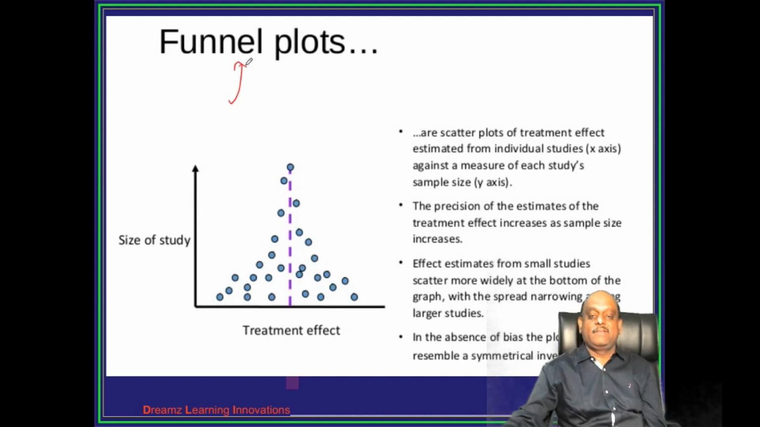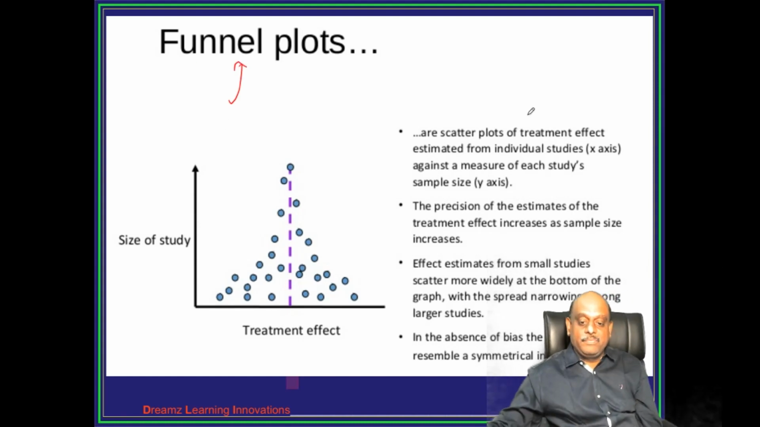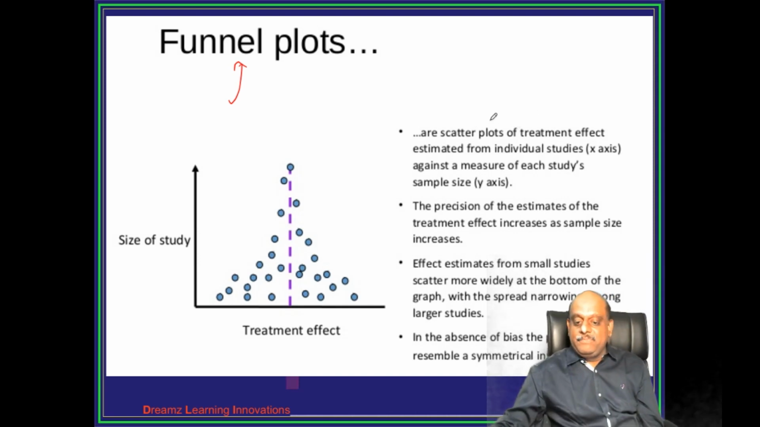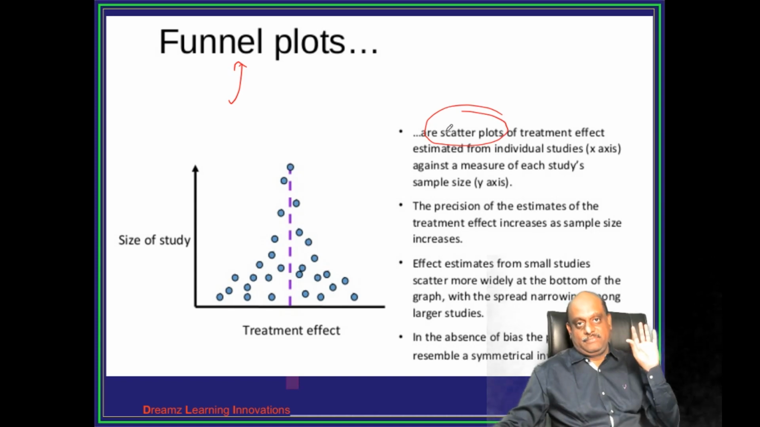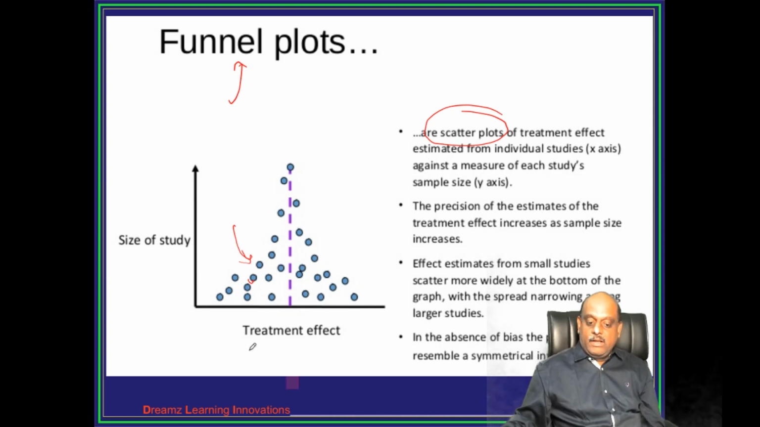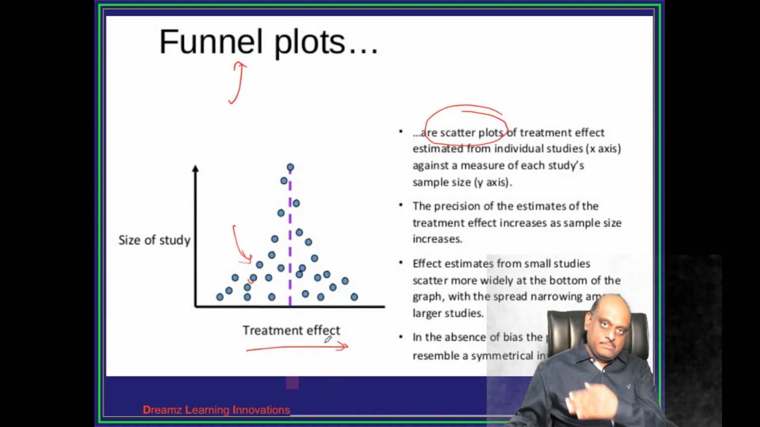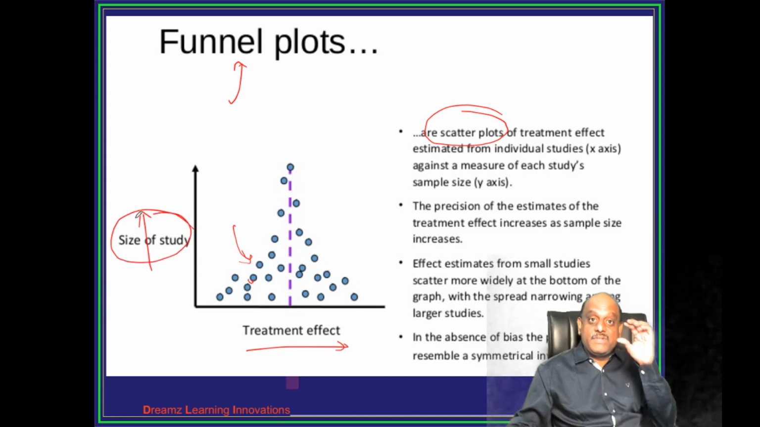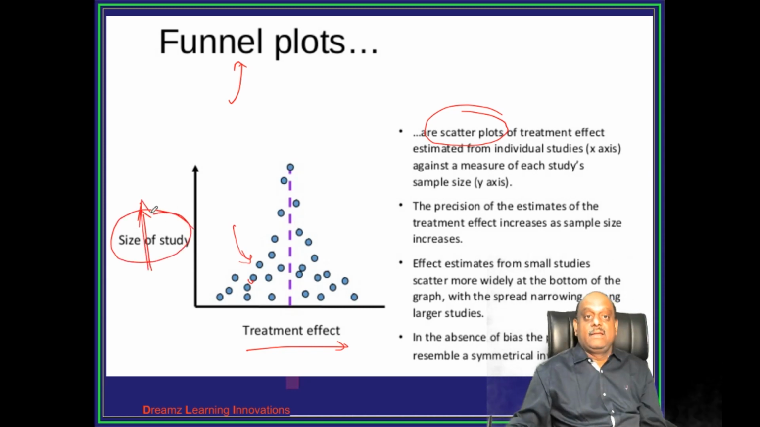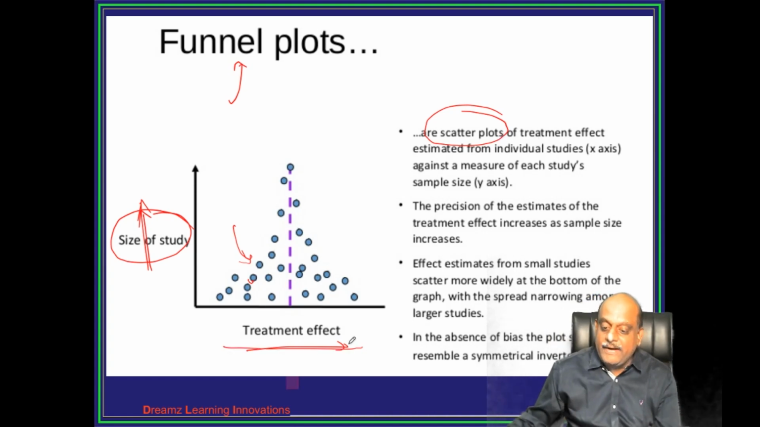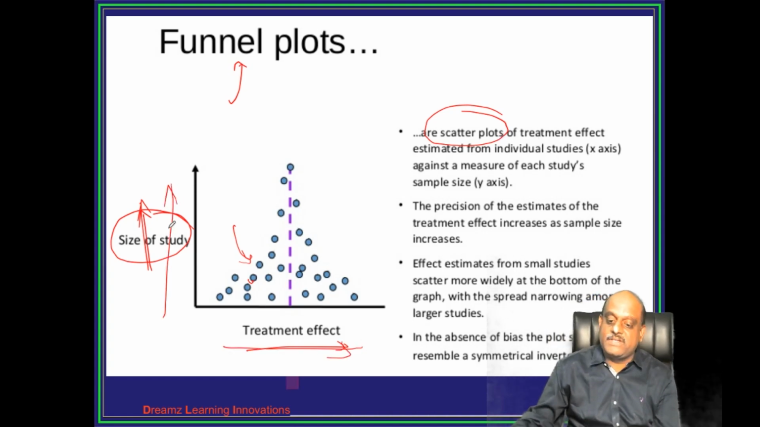Funnel plot. What is funnel plot? Funnel plot होता है scatter plot. Here also you are looking for scattering of the data. The effect is on the x-axis and the size of the study is on the y-axis. So here you are taking treatment effect and here the size of the study.